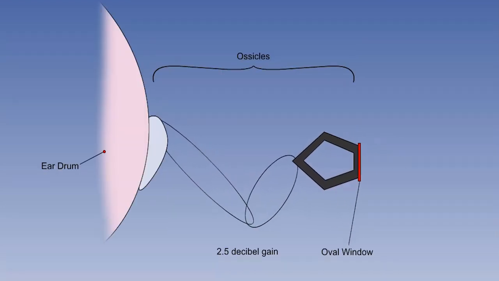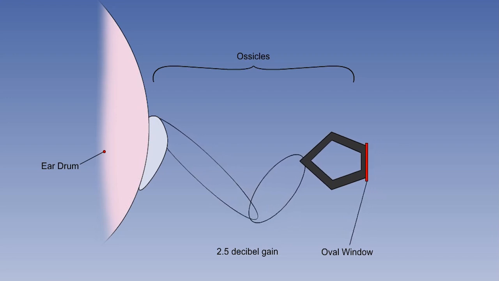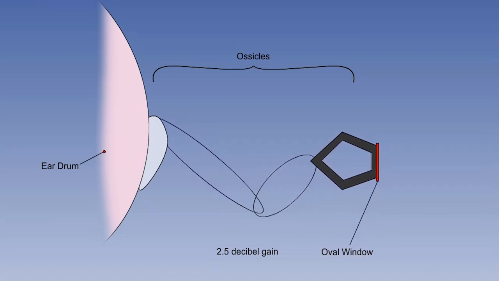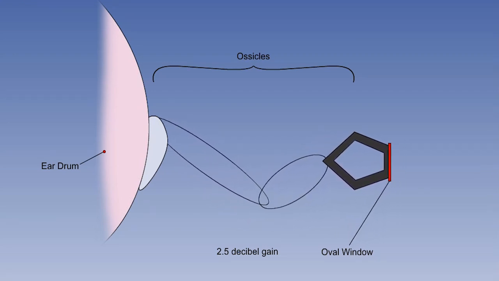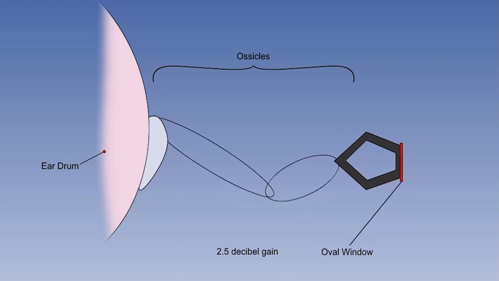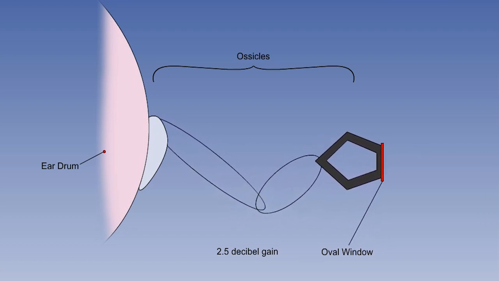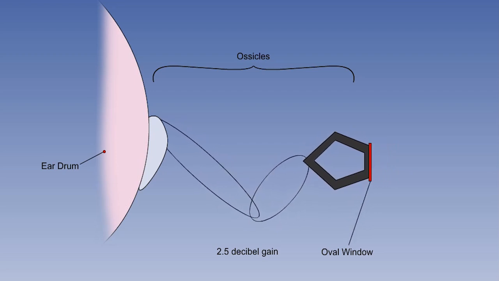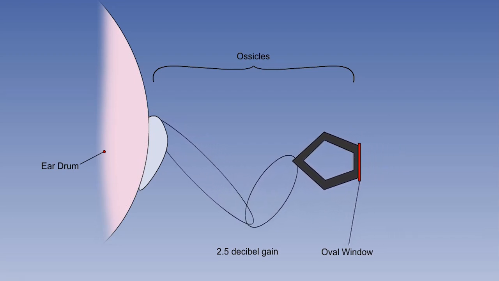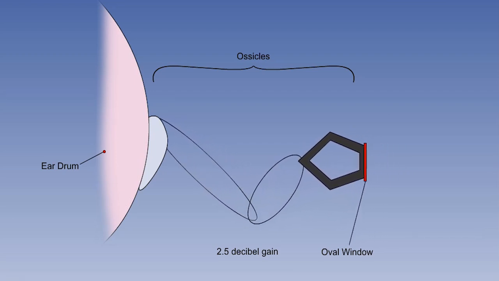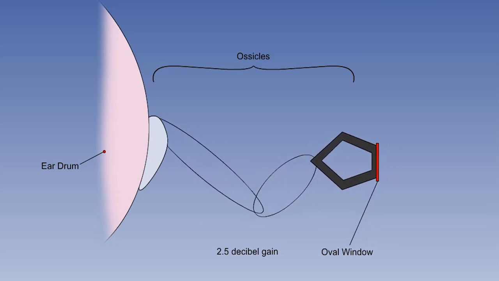As we have just seen, there is a loss of about 30 decibels of volume when sound travelling through air tries to travel through water. The ossicles solve the problem of this loss of volume in 2 ways. Firstly, they provide a leverage ratio of 3:1, resulting in greater pressure on the oval window, giving a gain of about 2.5 decibels.